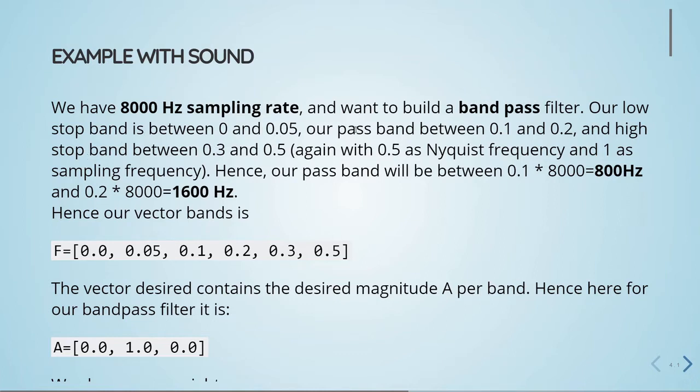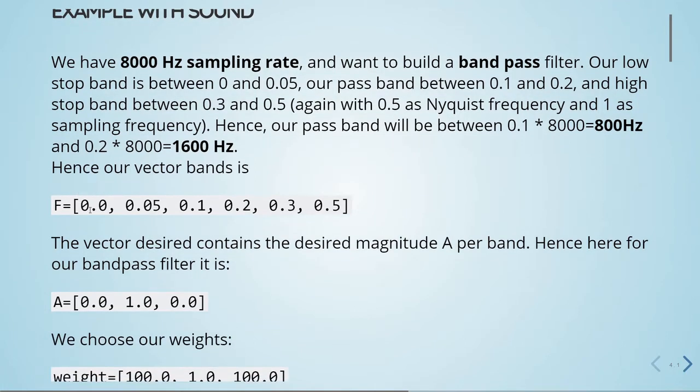So here again we have 0.5 as the Nyquist frequency and 1 as the sampling frequency. So our pass band will be in between 0.1 times 8 kilohertz, so 800 hertz, and 0.2 times 8,000 hertz, which is 1.6 kilohertz. So here we are defining our vector of bands: 0 and 0.05, 0.1 and 0.2, 0.3 and 0.5. So we're defining our low stop band, our pass band, and our high stop band.